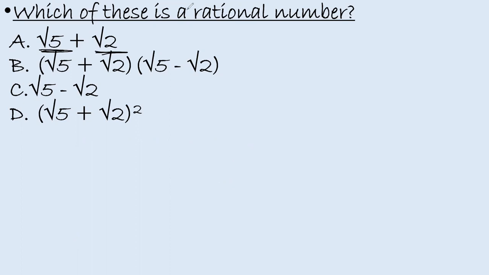The process is completely the same. Because root 5 is irrational, and root 2 is also irrational, and irrational plus irrational is an irrational number. So the first part is completely an irrational number. It is not rational, right?